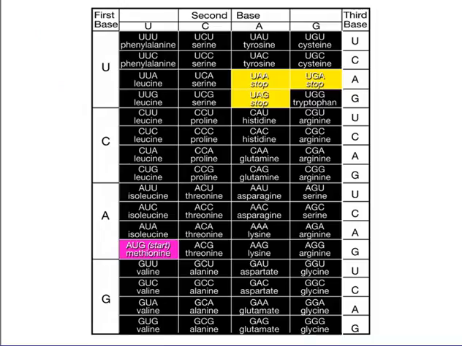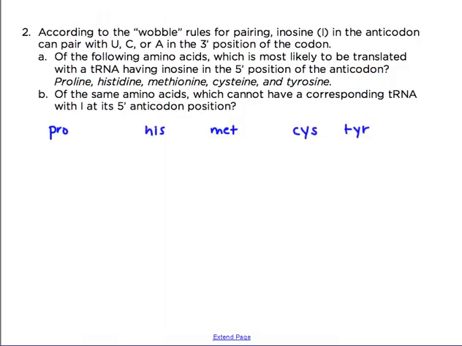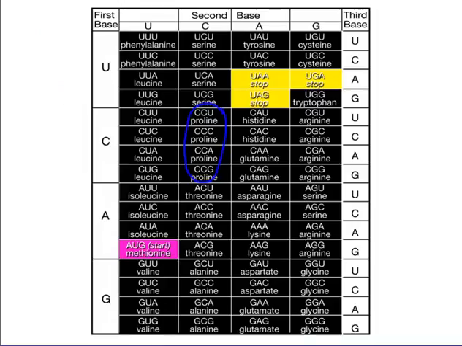Proline has 4 different codons, so we're going to write that as CC dash, because the last base can be any of the 4. For histidine, we have CAU or CAC.